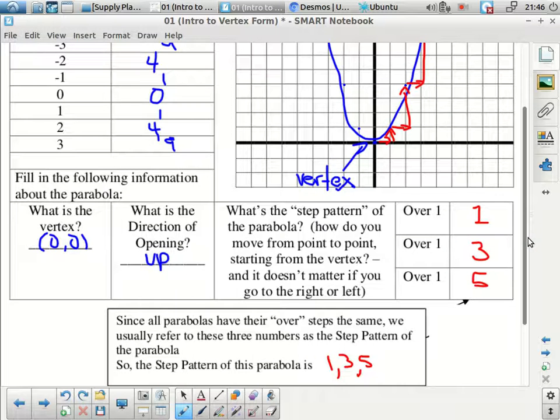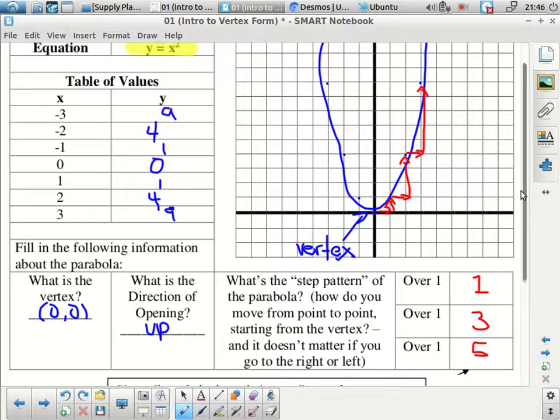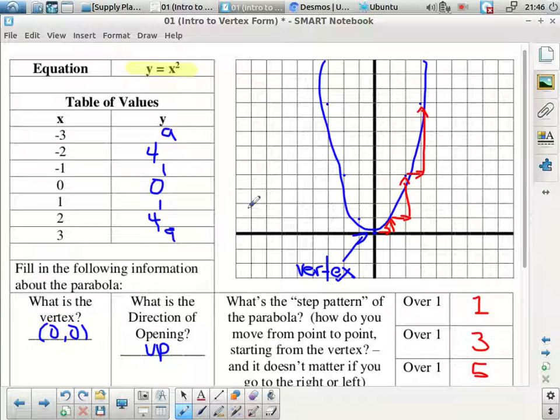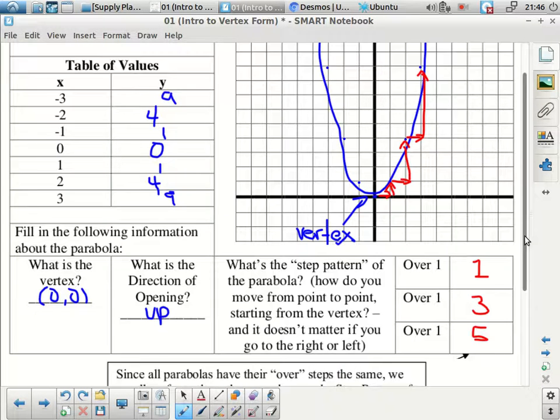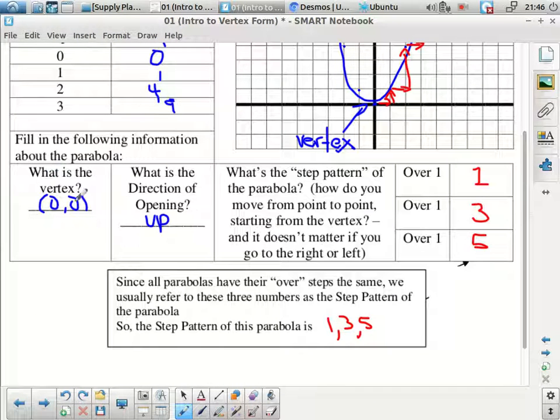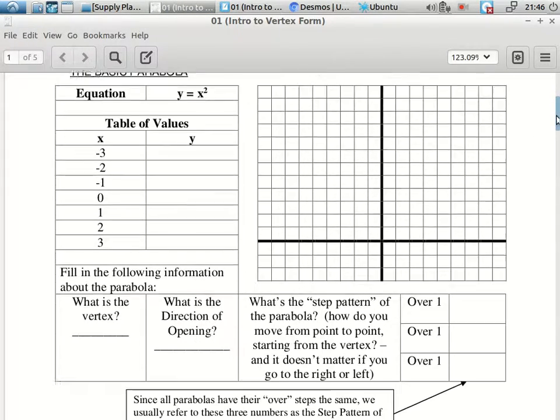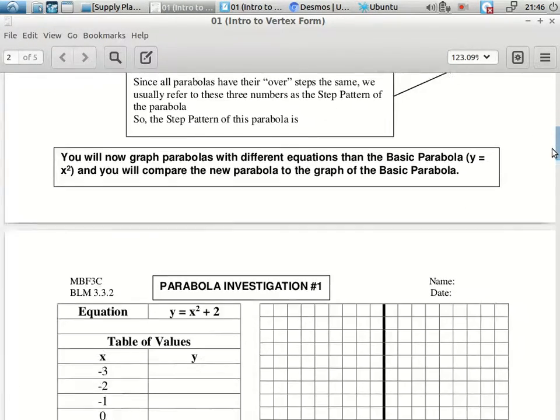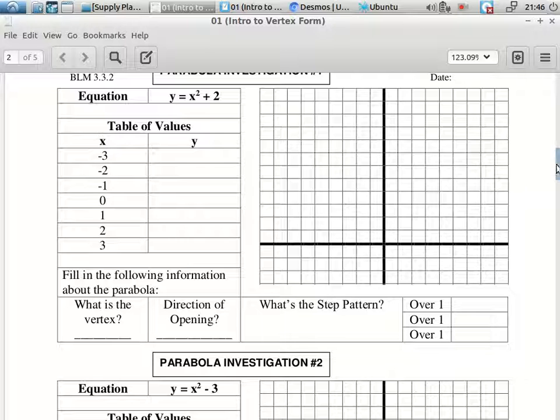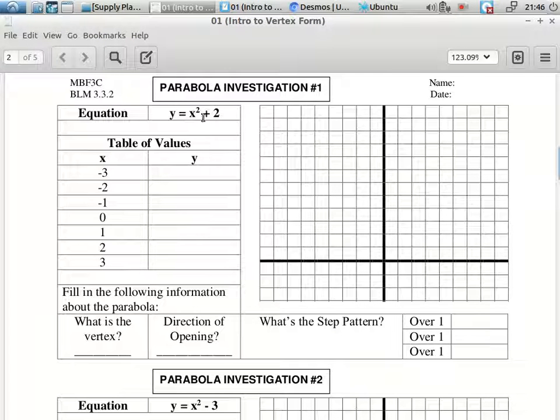Okay. So that's all I need you to do, okay, is to collect a table, sketch your graph, okay, and fill in this information. What's the vertex? Which direction does it open? And what is the step pattern? So as you go through the rest of the activity, okay, a couple things to note. Okay, so you can see right here's the next one, right, number 2, slightly different equation. Same thing, right? Fill in the table, write down this information.